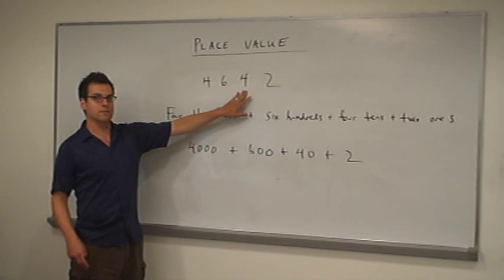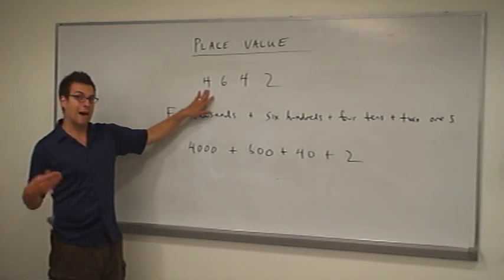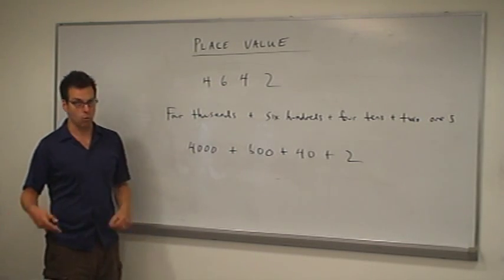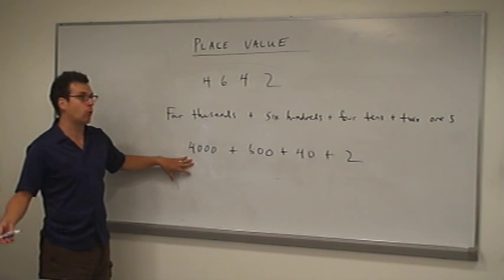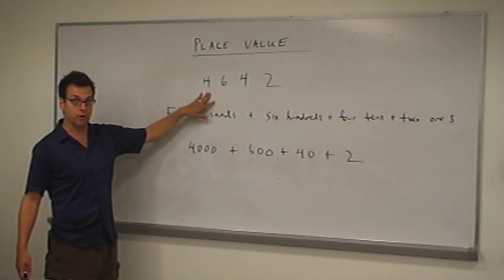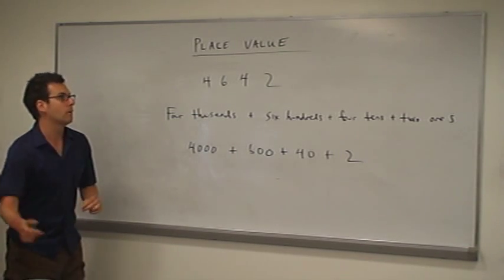So this 4 is in the tens place, it represents 4 tens or 40. This 4 is in the thousands place, it represents 4 thousands or 4,000. Again, we would refer to this as the expanded form of the number 4,642. Expanded form is going to come up later in many contexts as well.